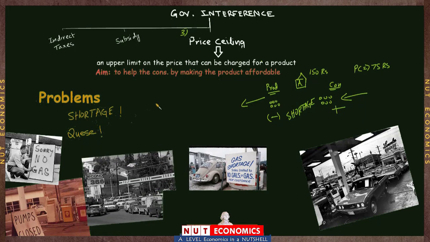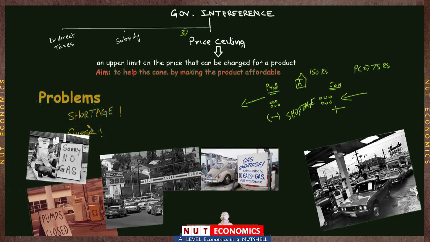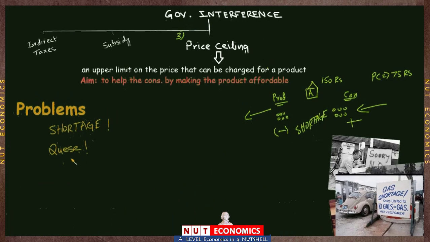So all these pictures of petrol pumps that are closed, of shortages, of long queues are from that 1970s oil crisis, which was simply a government placing a price ceiling on this particular product, in this case petrol. So there are always going to be shortages, there are always going to be queues.